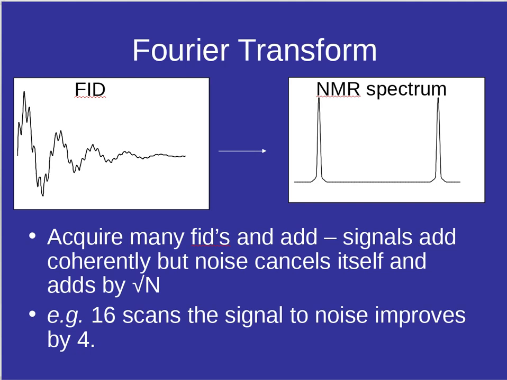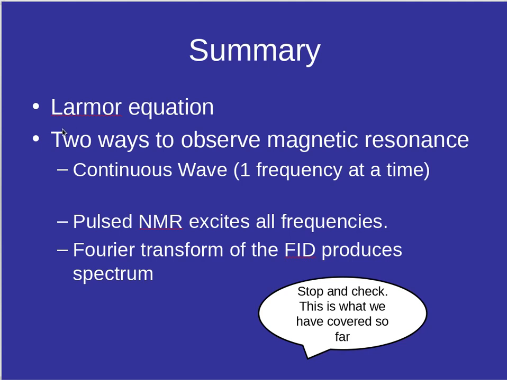Okay, so just a quick summary of where we are at. There's the Larmor equation. There are two ways to observe magnetic resonance. You can use continuous wave, which is one frequency at a time. Pulsed NMR excites all frequencies, and of course if you use pulsed NMR, you get an FID, and you will have to Fourier transform it to produce the spectrum.